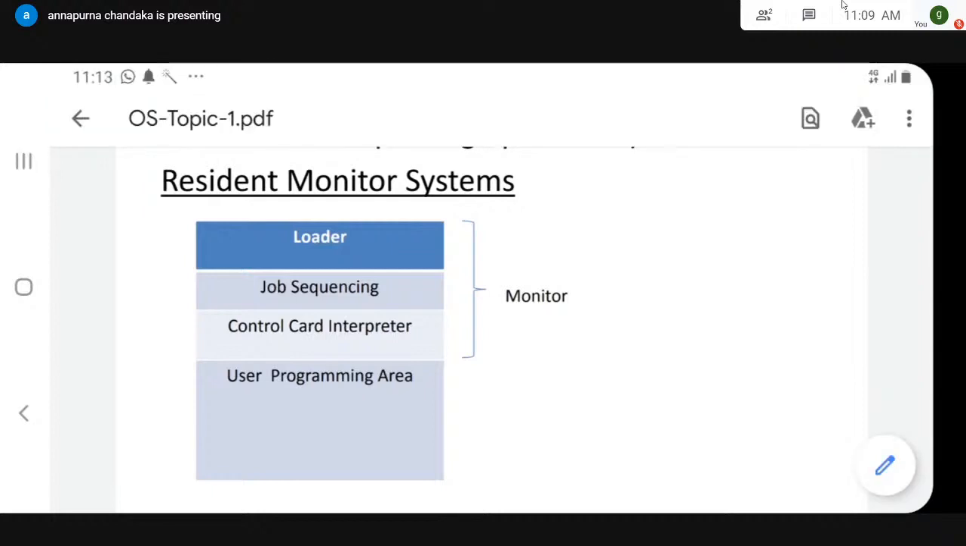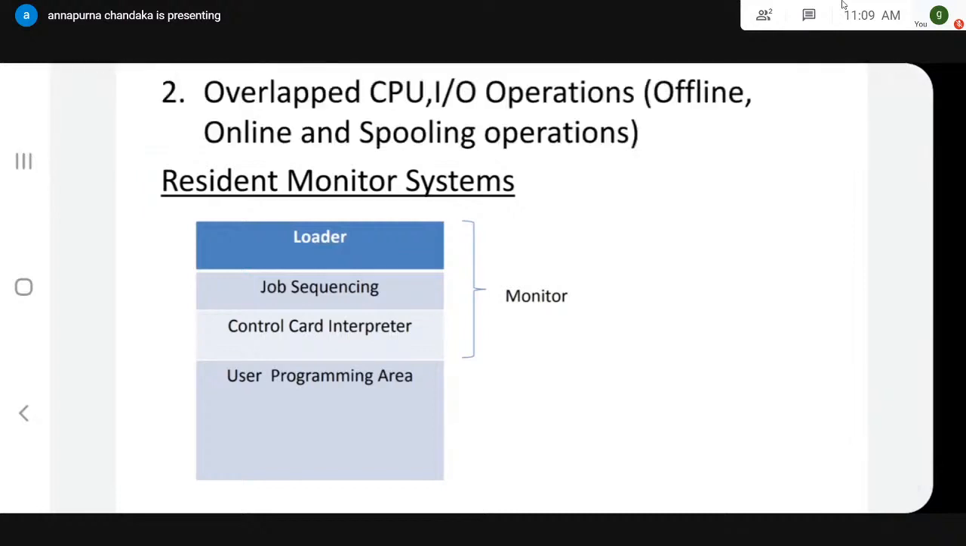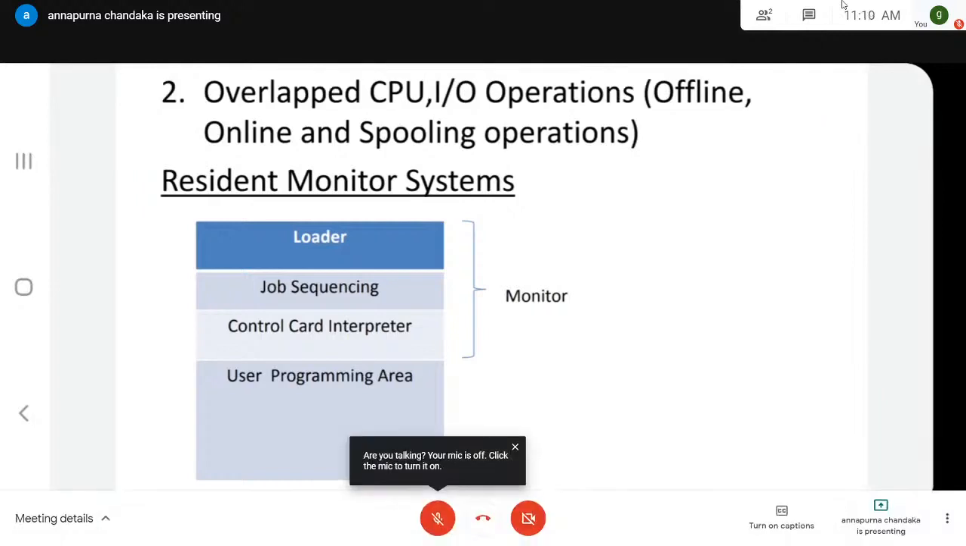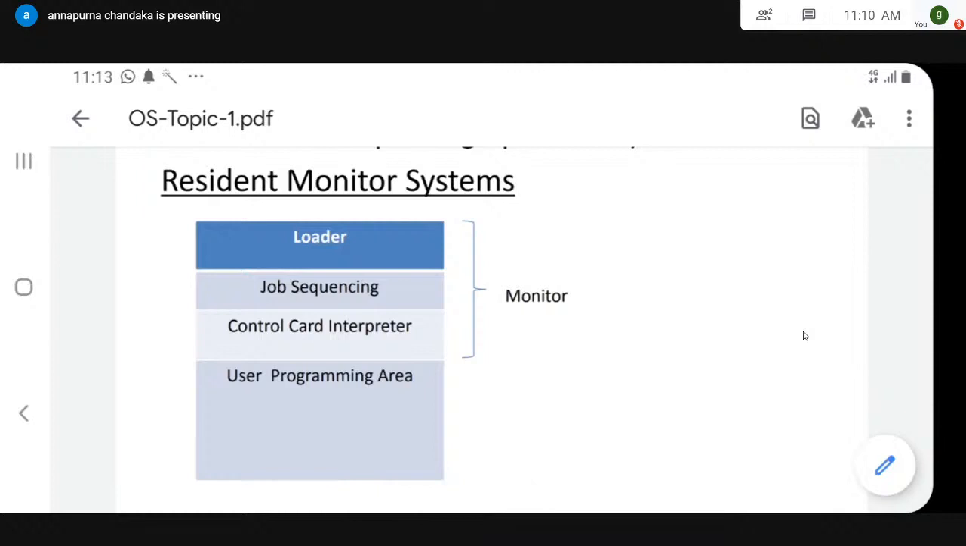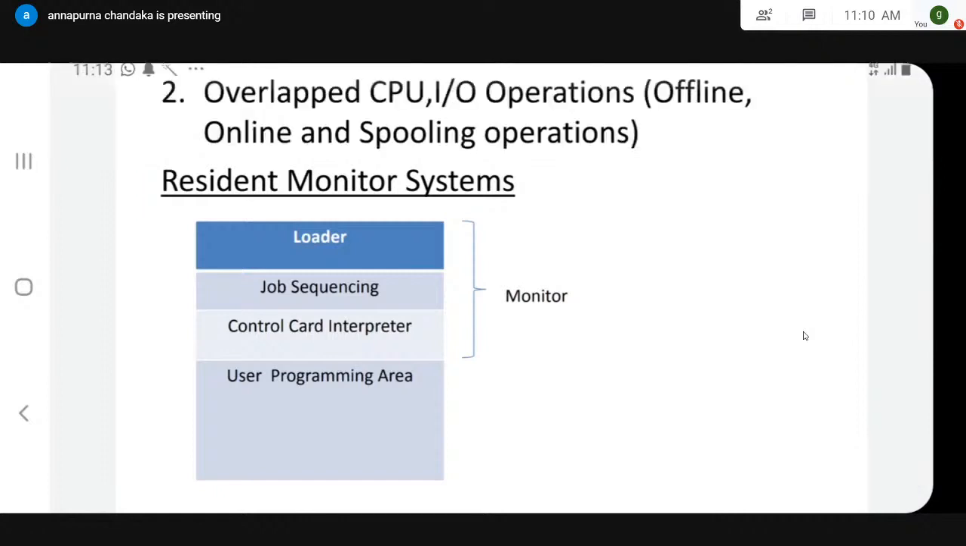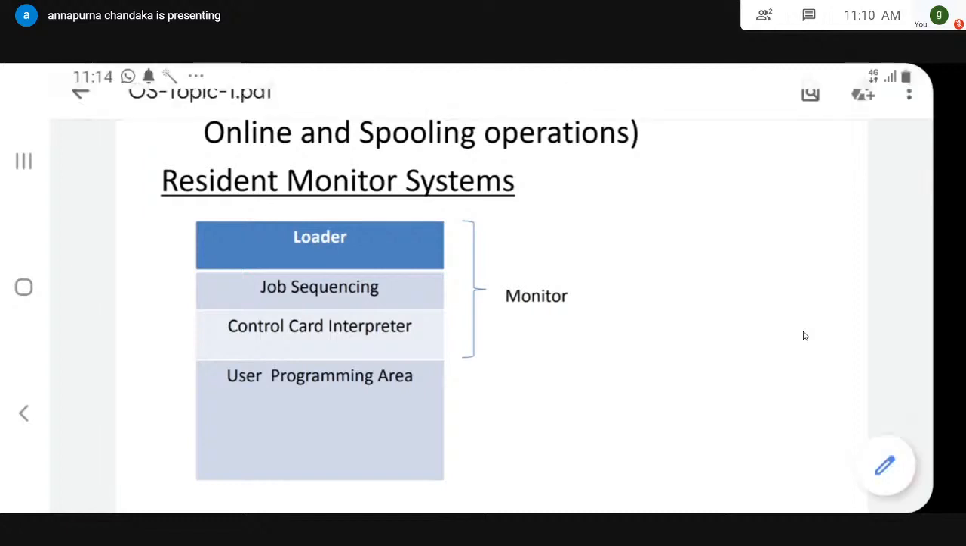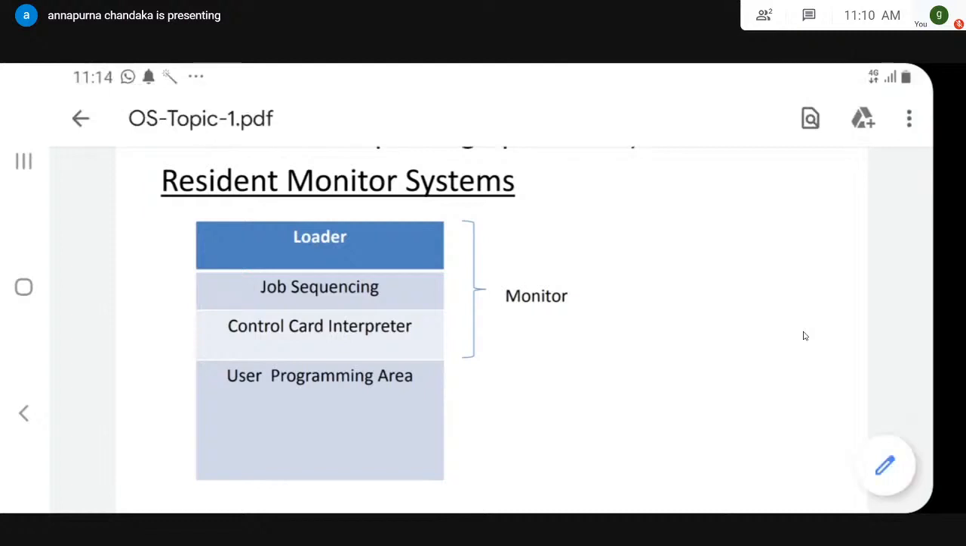A loader is a small program responsible for loading a machine language program from a secondary storage device into main memory. It takes your machine language program as input, loads it into main memory and prepares it for execution. Preparing for execution means setting the starting address of the program into the program counter for initiation of execution. This is the first component of the resident monitor system.